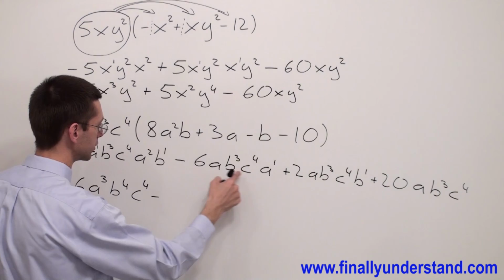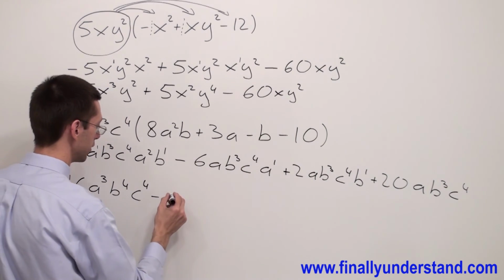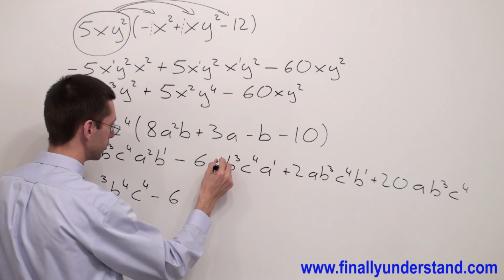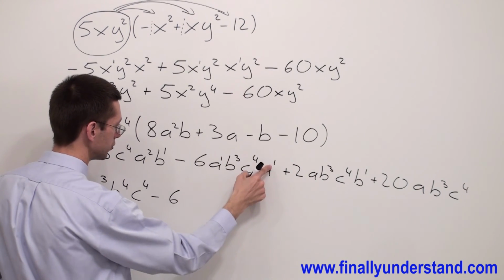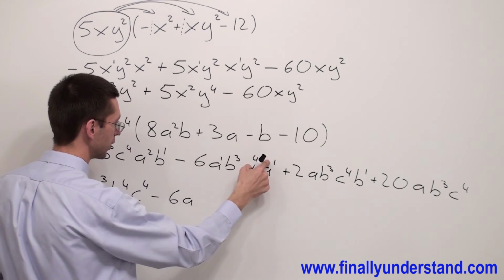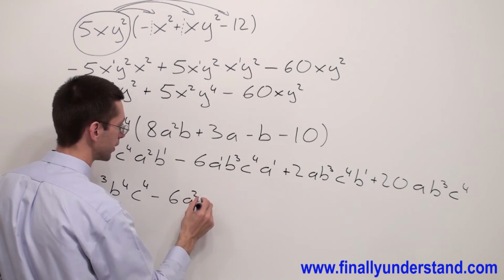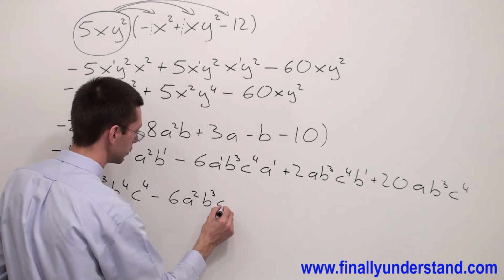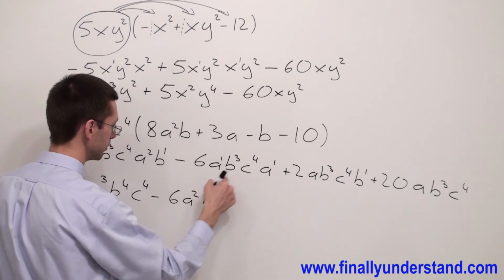Minus, let's organize this term. I have 6, a to the first, and I have a to the first. I keep the base and add exponents. 1 plus 1 gives me 2. And I have b to the third and c to the fourth. I simply copy them down.